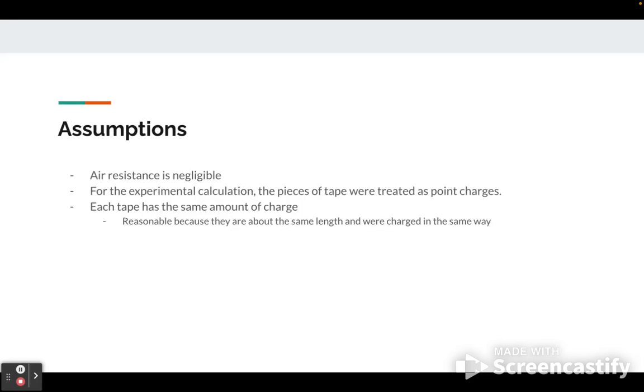The assumption that we're making for this lab is that air resistance is negligible. For the experimental calculations, the pieces of tape were treated as point charges, and each tape has the same amount of charge, which is a reasonable assumption to make because they're the same length and they were charged in the same way at the same time.